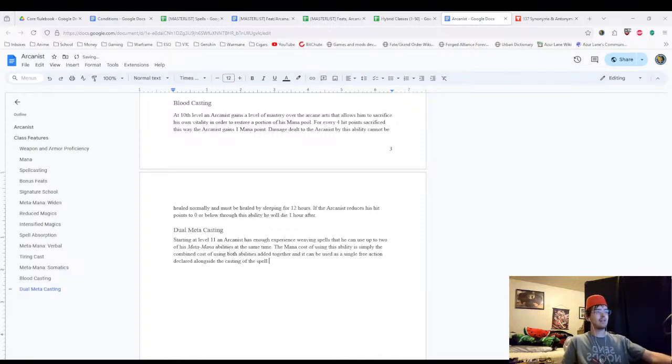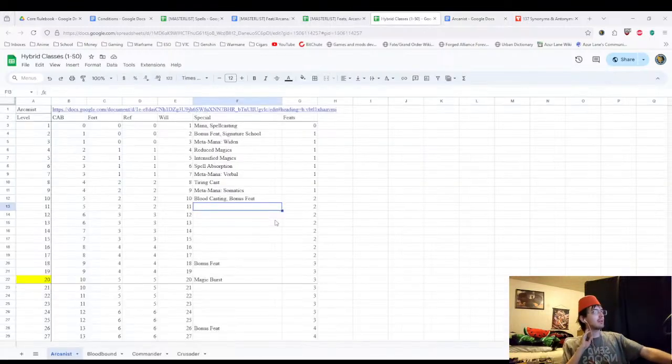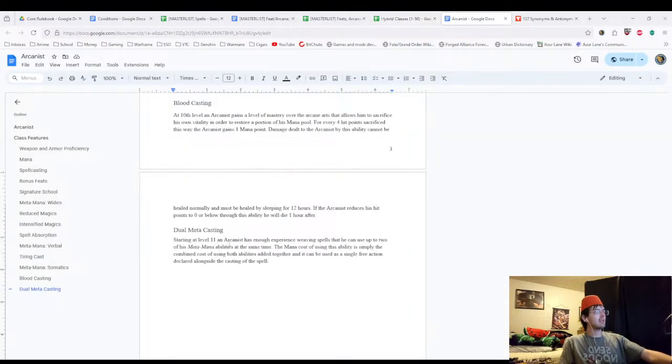declared alongside the casting of the spell. So you just use 2 of your meta mana abilities together. It's just so simple. Dual metacasting. So now we go to level 12, and this is where I actually need to think.